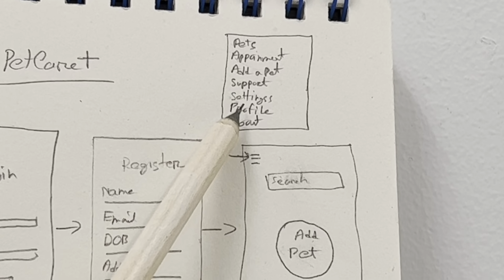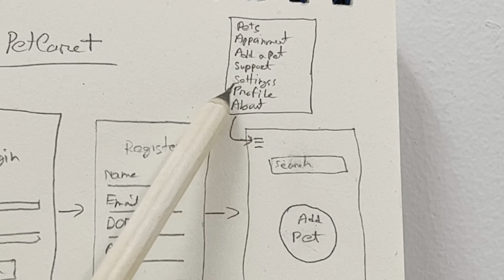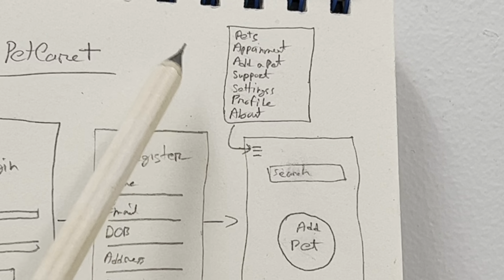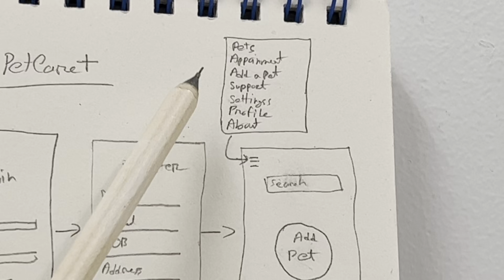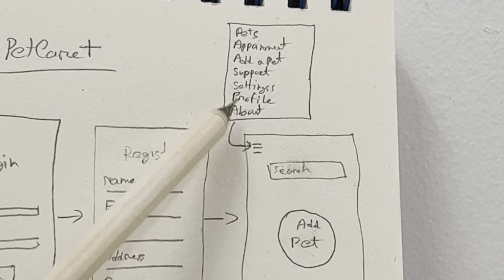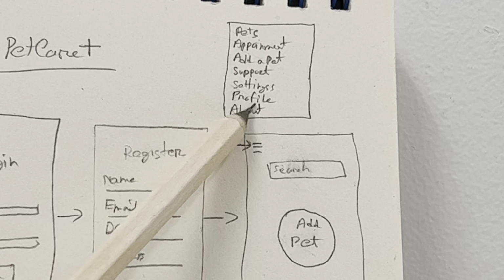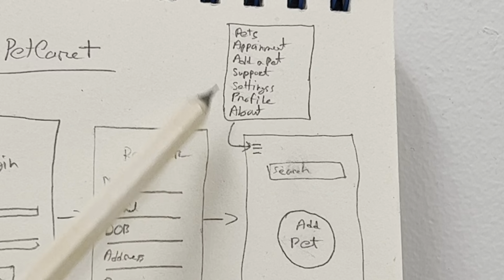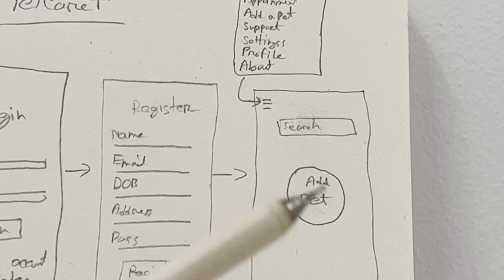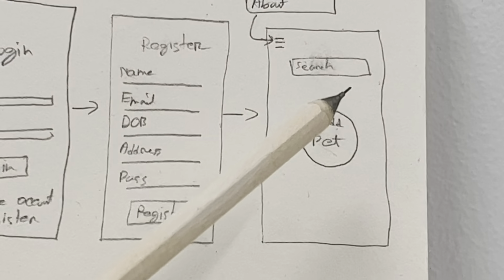This is the profile of the pet owner, like your profile. If you want to customize your profile, if your details are not correct, if you need to change your details, like you spelled or wrote your name wrong, in that case just hit the profile and change it. The about is about our page, what our page is and how it's going to work.